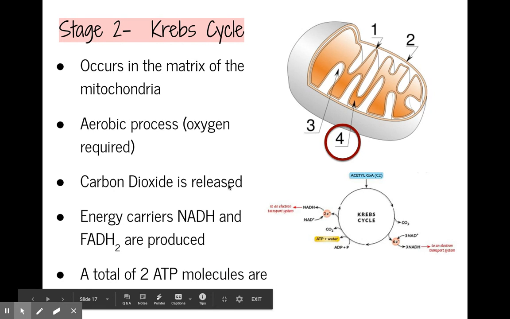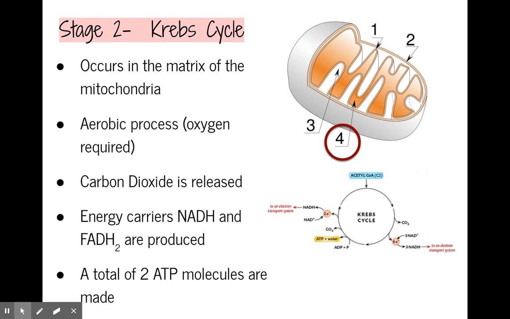And a total of 2 ATP molecules are produced. A total of 2 ATP molecules are produced during the Krebs cycle. So if there's anything that you need to remember, this here is what you need to recognize in the Krebs cycle. Oxygen is required, carbon dioxide is released, NADH and FADH are made, and 2 molecules of ATP.